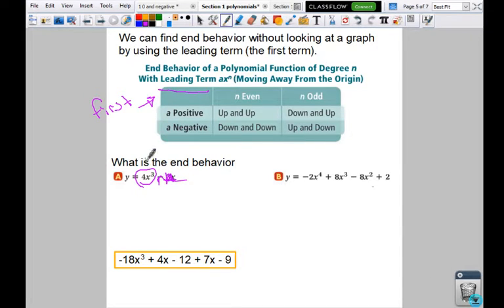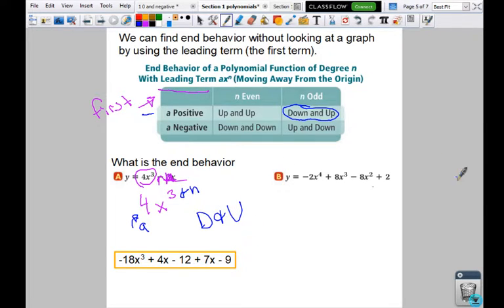So I'm going to use this table right here to help tell me my end behavior. On my leading term, it's 4x to the 3. The number in front is our a, and my exponent is n. I'm just going to see where these two things match up. Is my a positive or negative? Positive. So I'm going to look at this top line, and it's going to be one of these two options. Is n even or odd? Odd. So my end behavior is down and up.